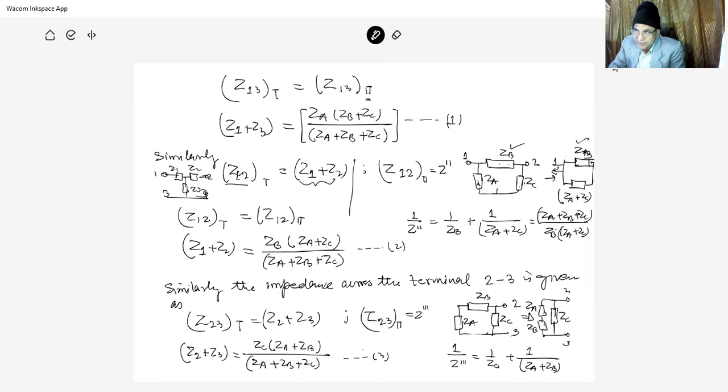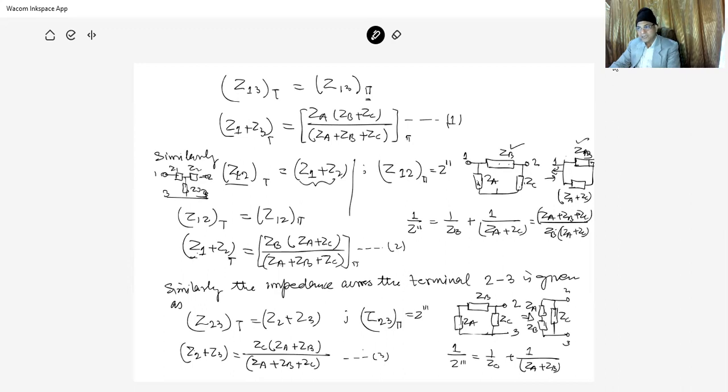So what we find, this is the Z12 of T, and this is ZB into ZA plus ZC upon ZA plus ZB plus ZC. This is the pi network, and this is the T network.